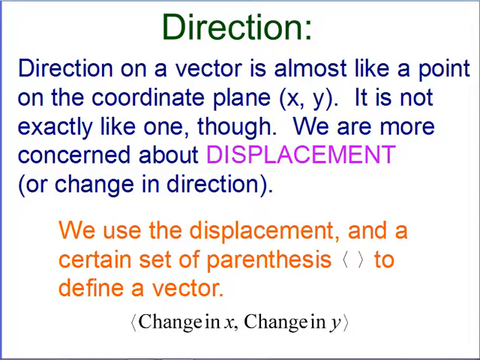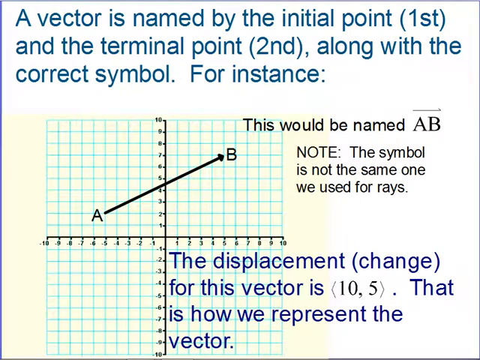The direction on a vector is almost like a point, or at least it looks almost like a point on a coordinate plane. It's not exactly like one though, because we're not going for exact placement like a point. We're looking for displacement, which means change in position. Notice that we use a different set of parentheses, right? And I want to look for the change in x and the change in y.